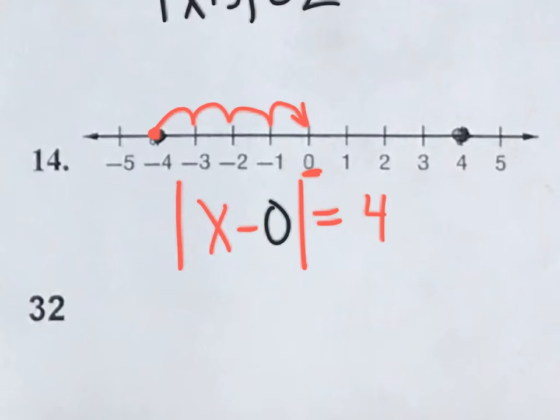Absolutely. So the better answer would be to not even put that midpoint of 0. It would just be the absolute value of x equals 4. This is the absolute value equation that will give you both answers, -4 and +4.